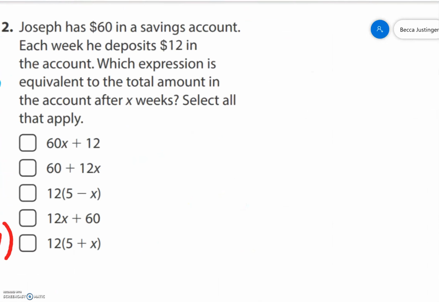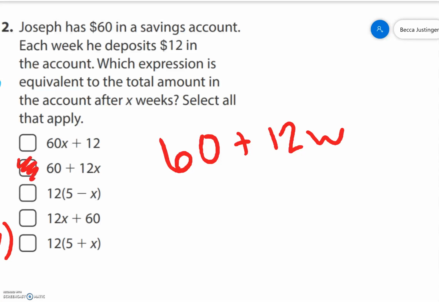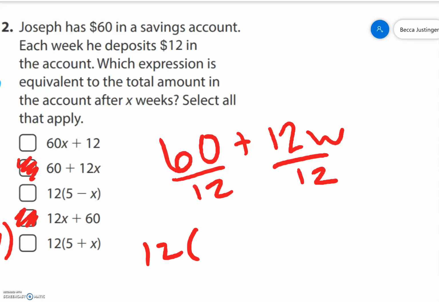Quickly, Joseph has $60 in his savings account. He deposits, which means he puts 12 in each week. Which expression is equivalent? So 60 plus 12x works. 12x plus 60 works. We could also divide out 12, and that's 12 times (5 plus x).